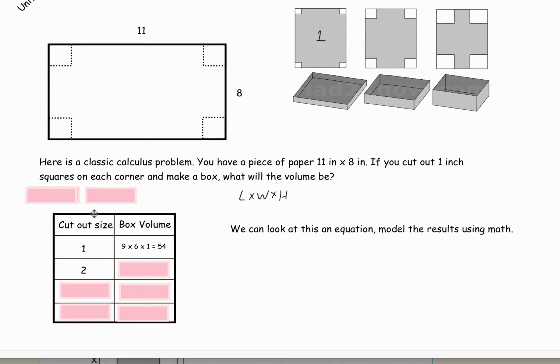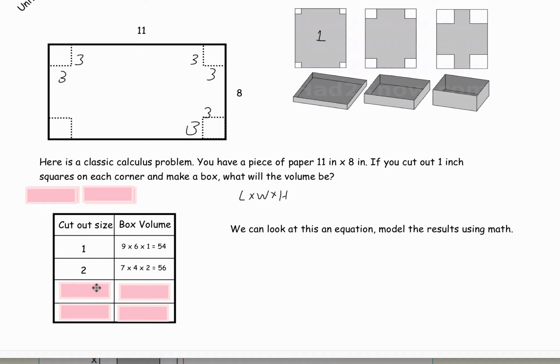Now, what if we made those boxes 2 inches? Well, then our length would be 7. 11 minus 4 is 7. 8 minus 4 is 4. We have a height of 2, and it's 56 inches. Hey, let's cut out a bigger number. Let's cut out 3-inch boxes, because look, our height's going up and up and up. We'll get maximum volume. So let's make this 3, 3, 3, 3, 3, 3.